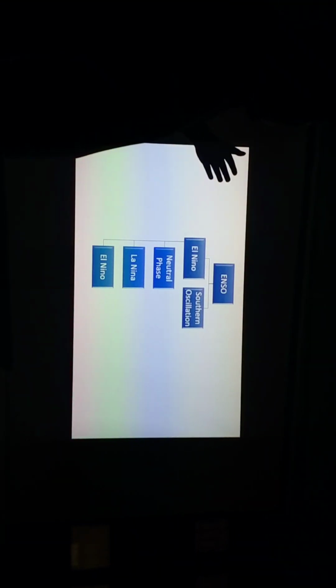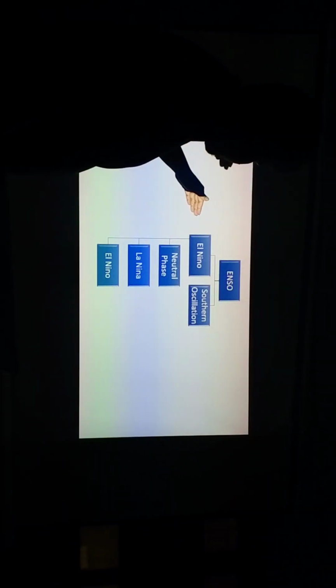So to understand how this phenomenon occurs, from this flow chart we need to divide ENSO into three phases. The first one is the neutral phase, the second one is La Nina, also known as the ENSO cool phase, and El Nino, also known as the ENSO warm phase.